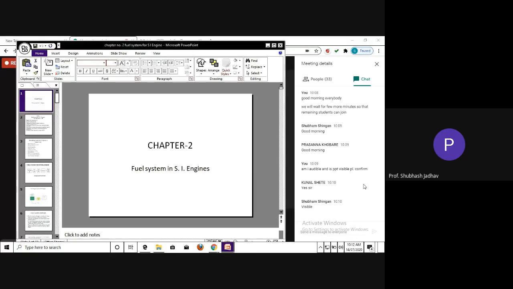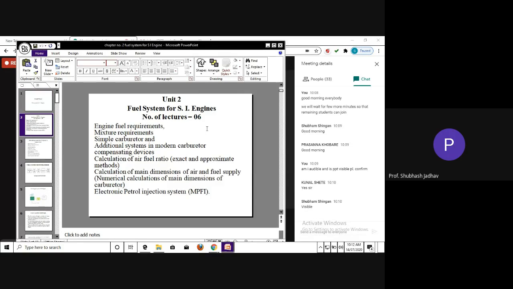Okay. So we will start again with this slide, where we will discuss what we are going to discuss in this chapter. This is the syllabus: engine fuel system requirements, mixture requirements, simple carburetor, additional systems in a modern carburetor, compensating devices, calculation of air fuel ratio, calculation of main dimensions of air fuel supply, and petrol injection system. This is the syllabus part we are supposed to discuss.